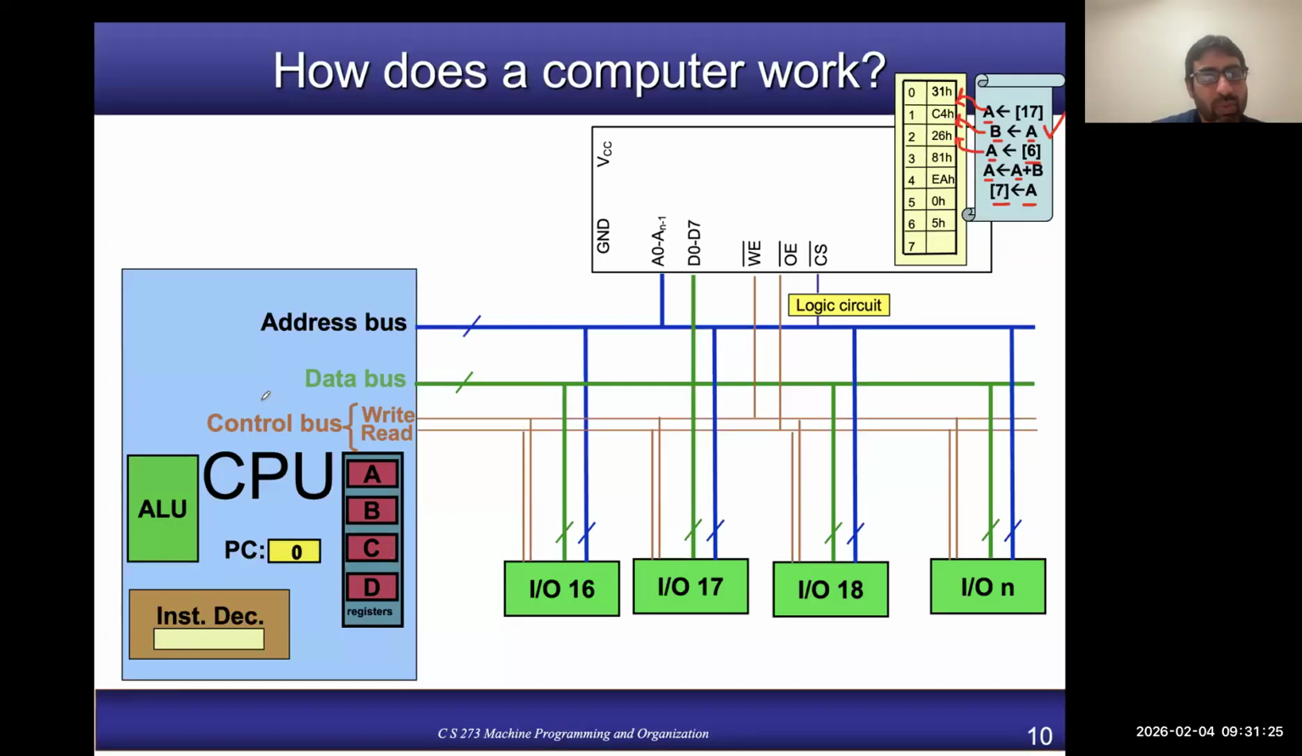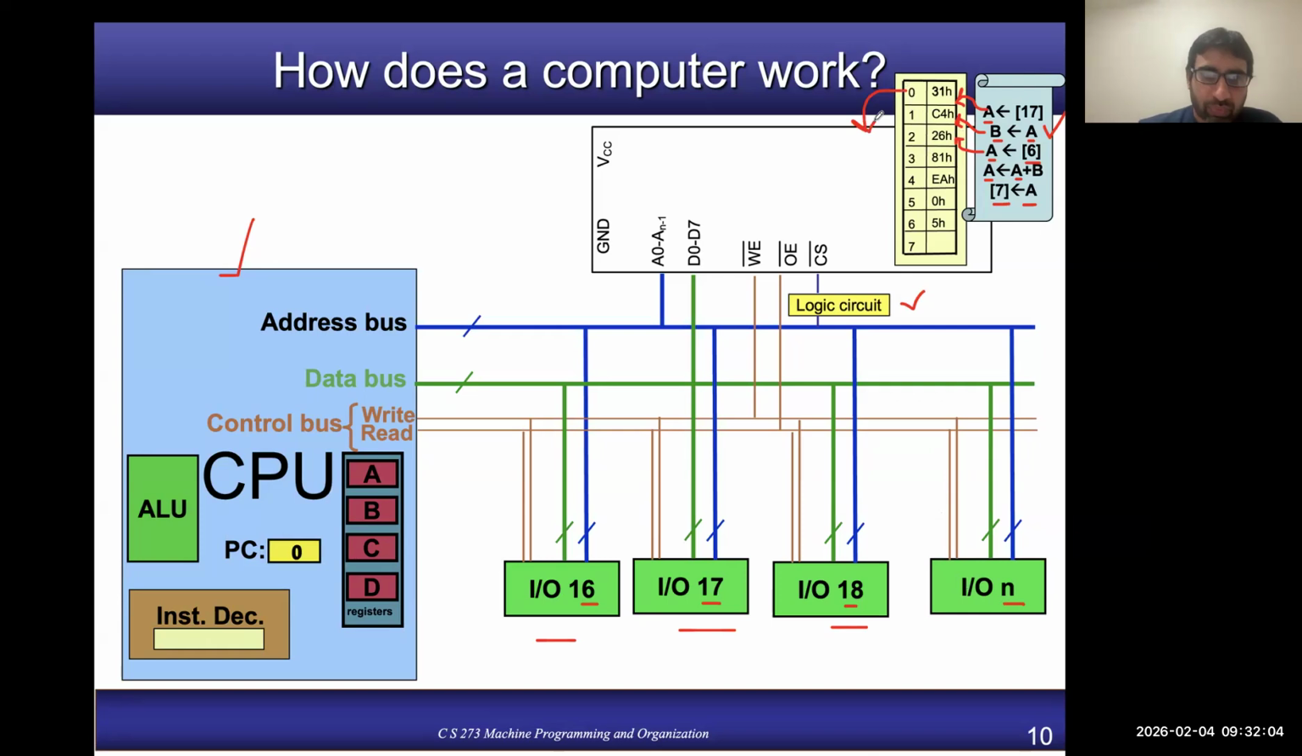Everyone is clear on this part of the figure, right? You have a CPU, and everyone now knows the job of each component: the PC, the ALU, the instruction decoder, and the registers. Other than that, we have these IO devices. When we say IO device 16, it means this IO device is connected at address 16. This one is connected at address 17, address 18, and at address 9. Here we have a logic circuit, and our code basically resides in memory, right?